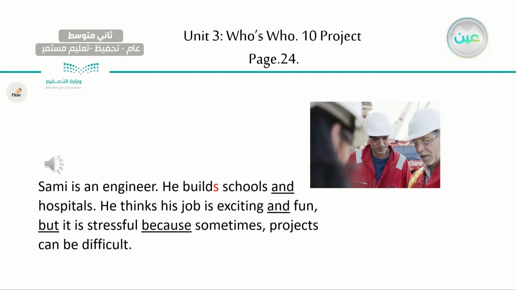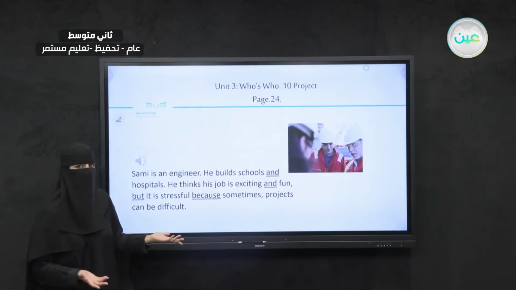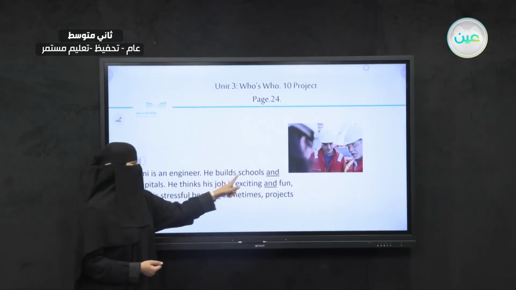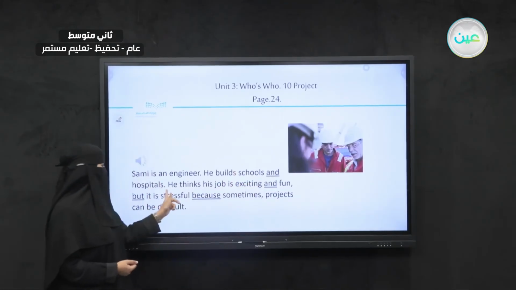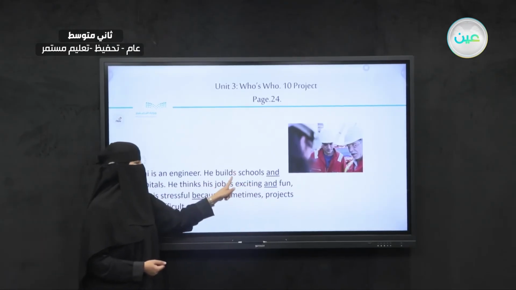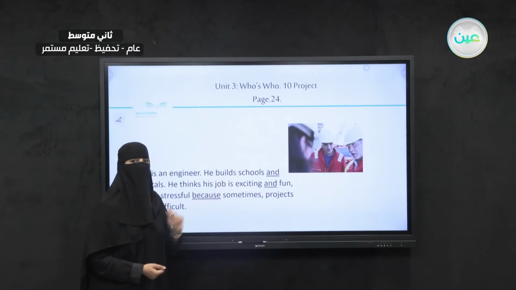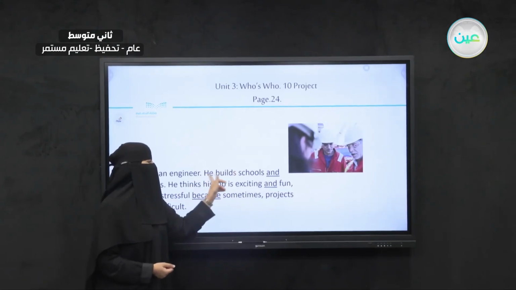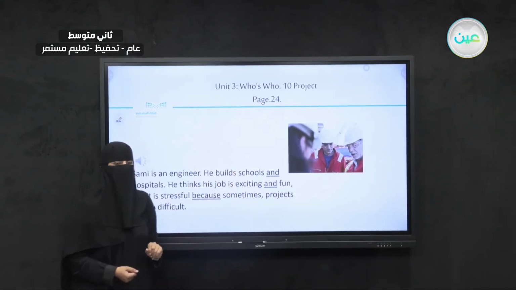Okay, so the engineer Sami. Sami is an engineer. This is his job, his occupation. What does he do? This is what Sami does. He builds schools and hospitals. Builds. We added S to the word build here. He builds schools and hospitals.